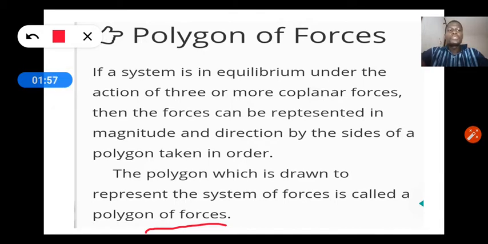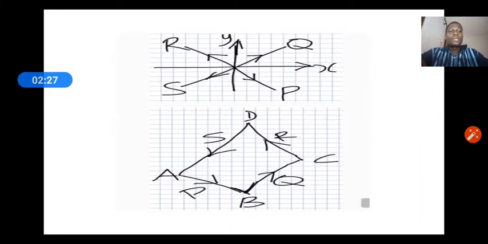Remember, while we treated three forces, we represented each of the forces on the sides of a triangle. But now, polygon of forces will basically be treating more than three forces. So when we bring those forces together on the sides of a particular polygon, we call them polygon of forces. Now let's look at what we have on our next slide.